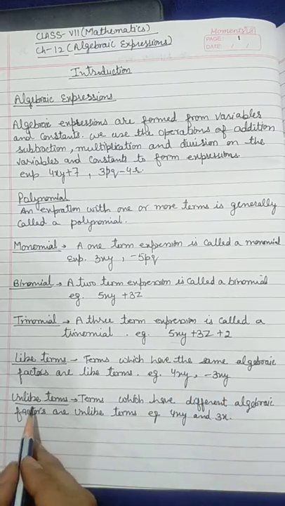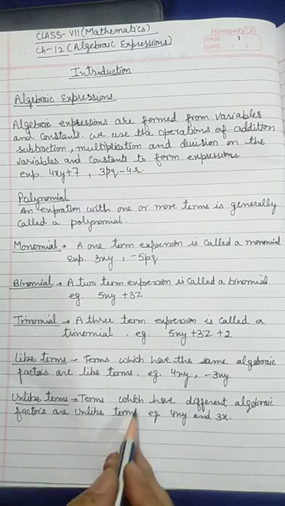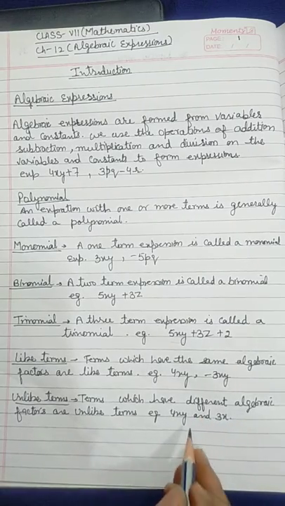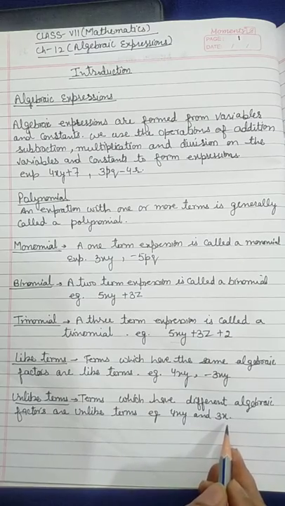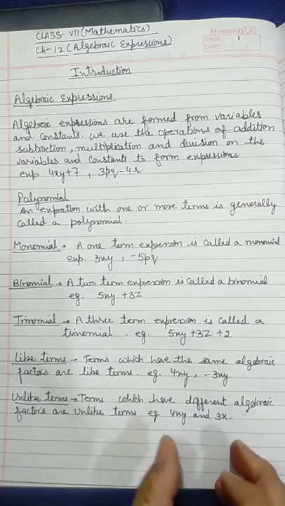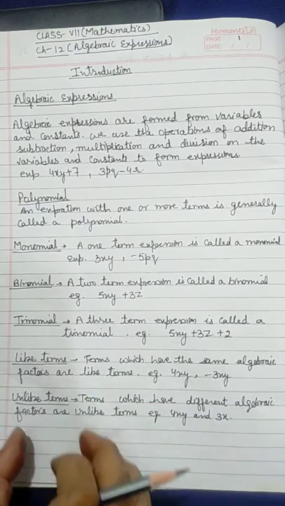Then we have unlike terms. Terms which have different algebraic factors are unlike terms. Example, 4xy and 3x. You can see here it has x and y together, and here x is alone. So these terms are known as unlike terms.